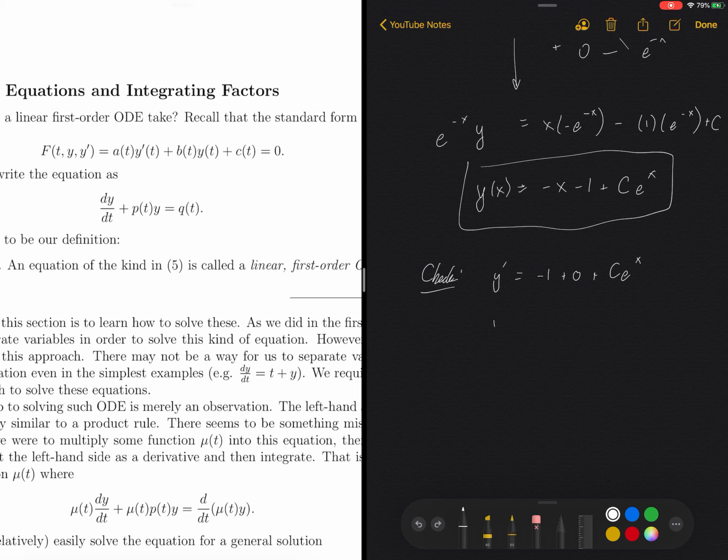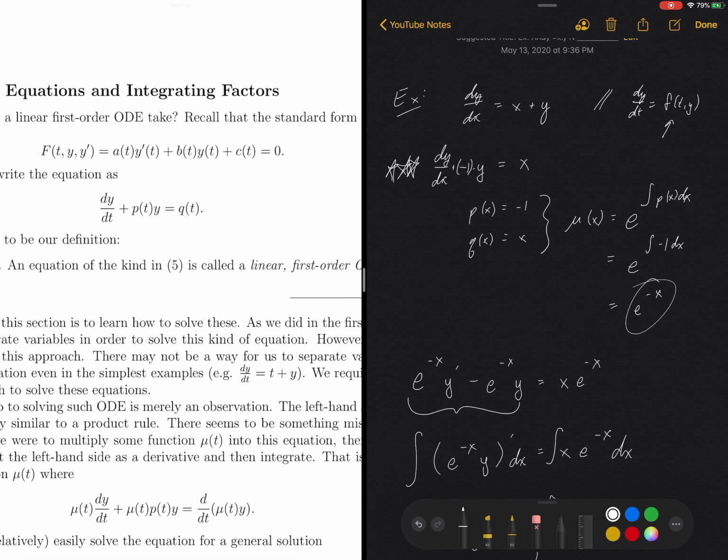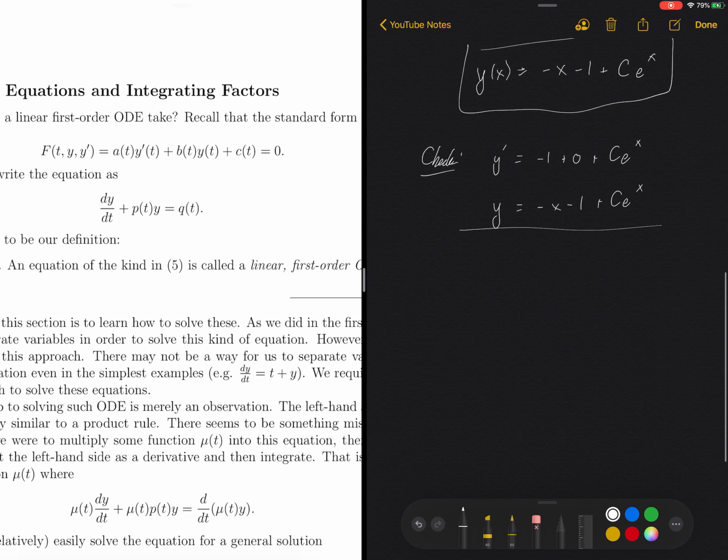Y prime is going to be a minus 1 plus a 0 plus c e to the x. Y is equal to minus x minus 1 plus c e to the x. And I ask myself, what happens if I look at the left-hand side, or the right? So the derivative of y is equal to what happens when I take y and add x to both sides. And sure enough, that'll be on the right-hand side, minus 1 plus c e to the x.